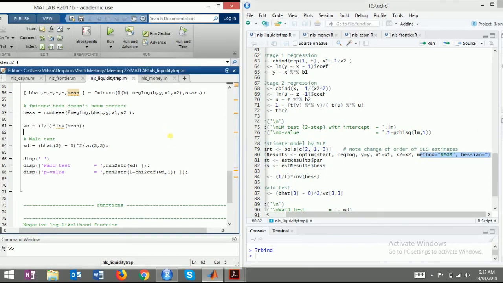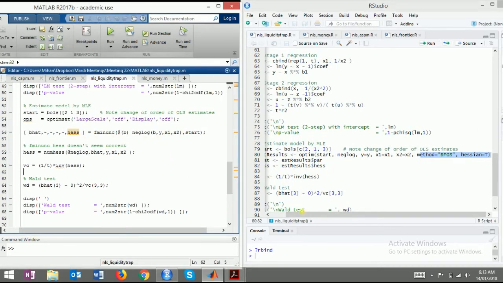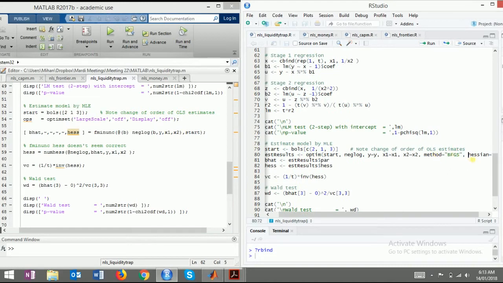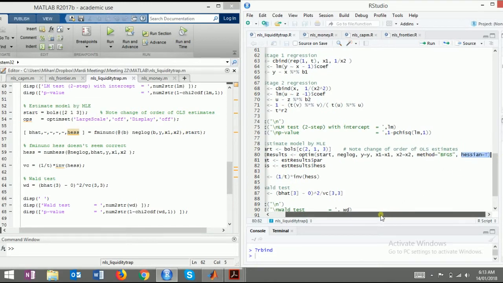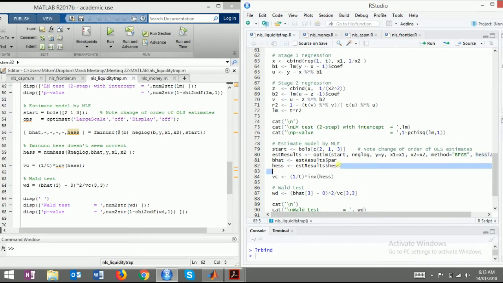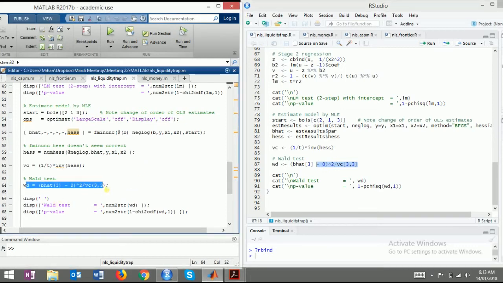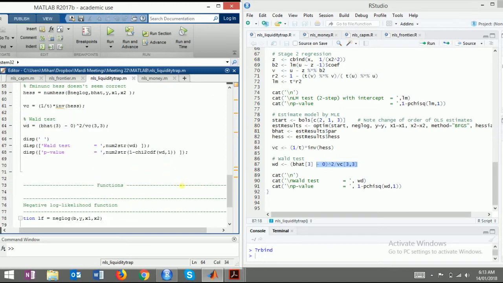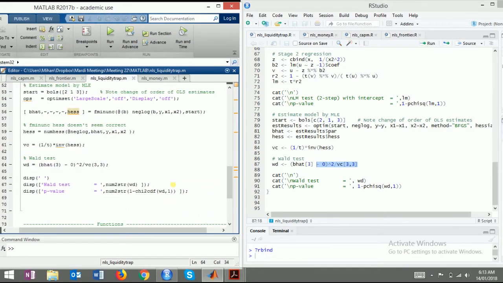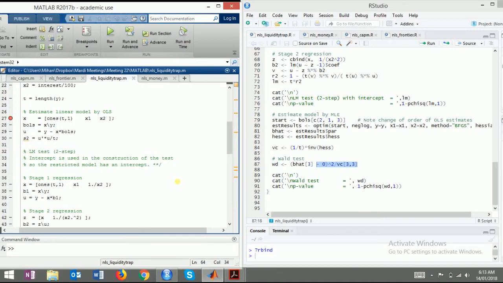So here, we want to find Hessian in the same optimization. So after the method we don't end, we mention that we want Hessian as well. Hessian, beta hat, all we can do in one go. Beta hat 3 minus 0 squared divided by VC33, third row, third column, variance of beta hat 3 minus 0 squared. Okay, so we basically did what is asked from us to do.